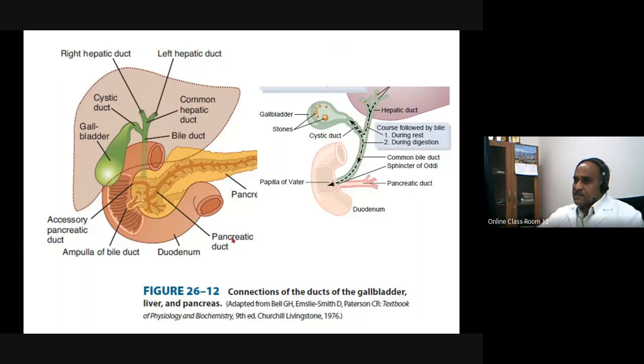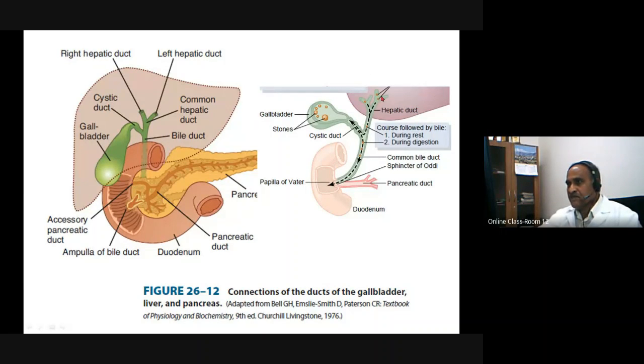Now you see here the diagram taken partly from Ganong and partly from Guyton. Here is the liver, and this liver has this hepatic duct system, and this hepatic duct system comes through here and enters the duodenum here. The common bile duct joins with the pancreatic duct and becomes the common duct.